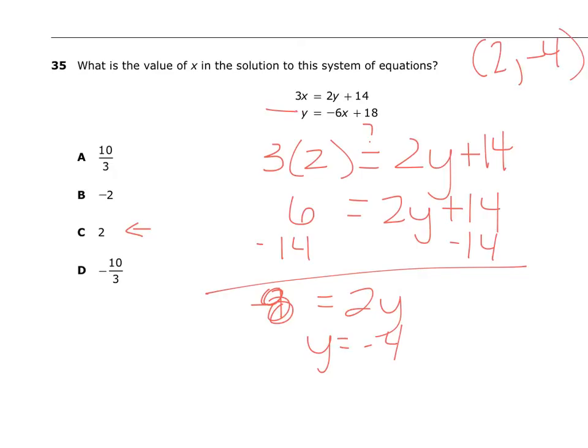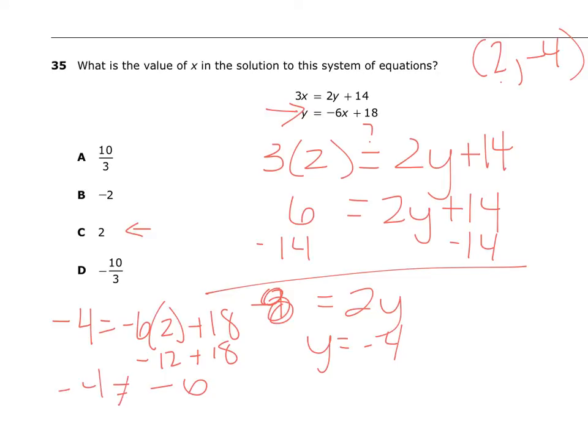So now we're going to take the second equation, and we're going to plug in a negative 4 for y. So negative 4 equals negative 6 times, x would be 2, plus 18. Well, this is negative 12 plus 18 gives me a positive 6, not a negative 4. So C is not our answer. So I'm going to erase this work.